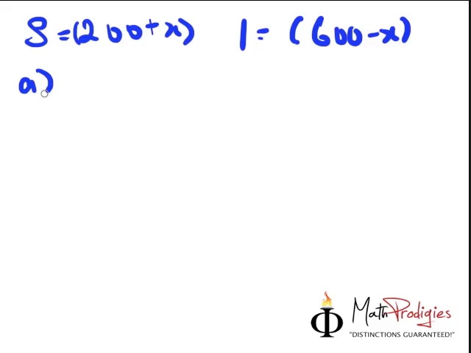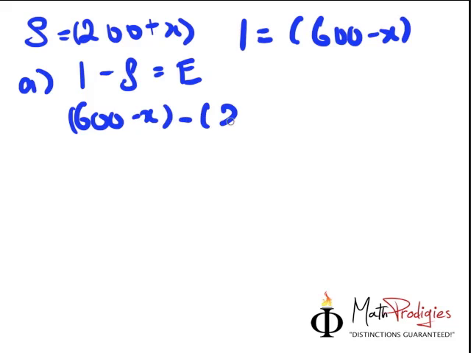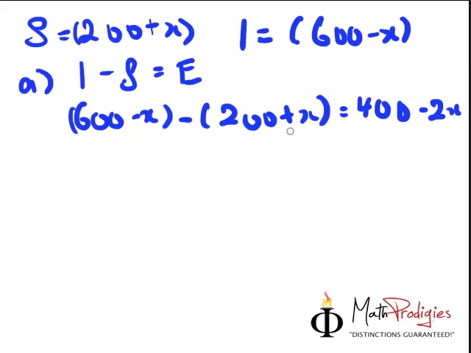So very simple, if you don't save it, you actually spend it. Therefore the income minus the savings will give you expenditure. So income minus savings is equal to 600 minus X, minus, what's the savings? 200 plus X. So 600 minus 200, you get 400. Minus X gives you minus 2X. So that's the first answer.